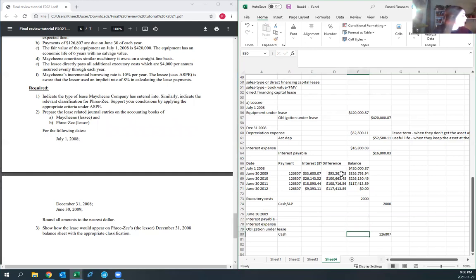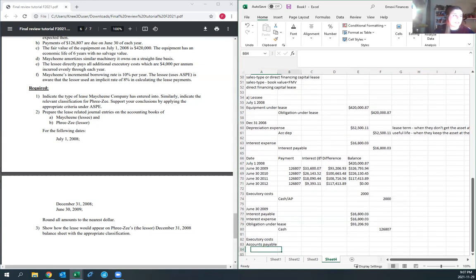I got the 16,800 by taking my interest I'm going to pay at the end of the first year, so on June 30th, 2009, divided by 2, because on December 31st, you only have 6 months of interest accrued. And then we're going to have the full interest amount. So here, my interest payable is whatever amount I put on December 31st. My interest expense is the other half of my 33,600. And my obligation is the 93,000. And then I guess your executory costs again. And then if you put it at accounts payable, and then cash.